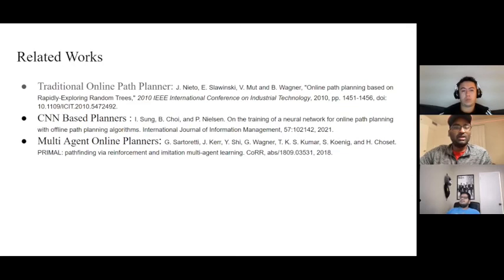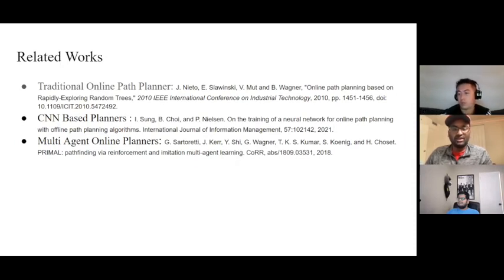Next slide, please. So these are some related works in the space of online path planning. The first example is work by Nieto et al., which implements online path planning by using RRT star. The process is pretty similar to the one I explained before, where they replan every time the robot encounters an obstacle. The only advantage is using RRT, which is a faster process compared to other heuristic based methods which are out there.